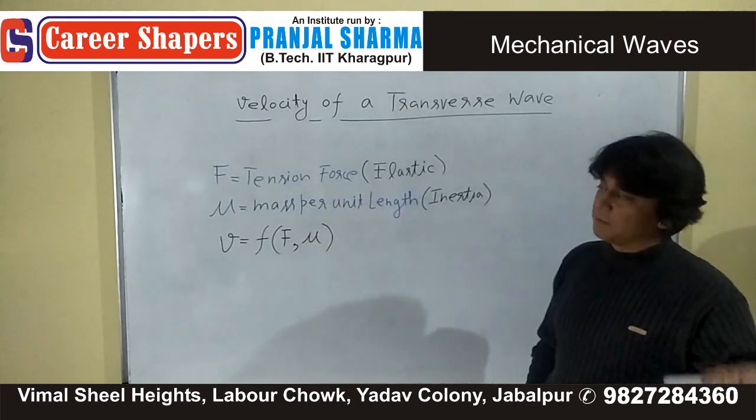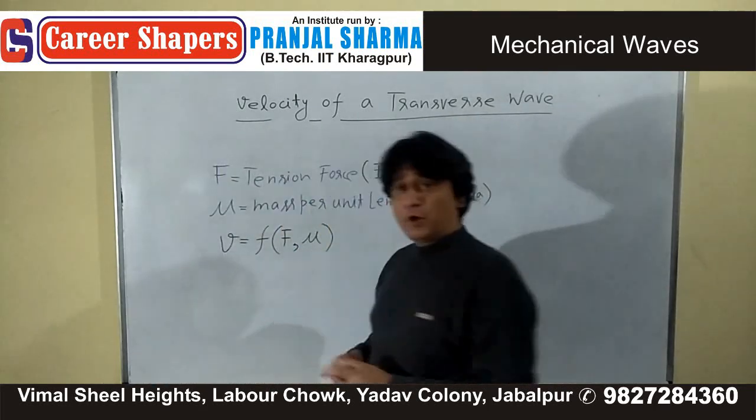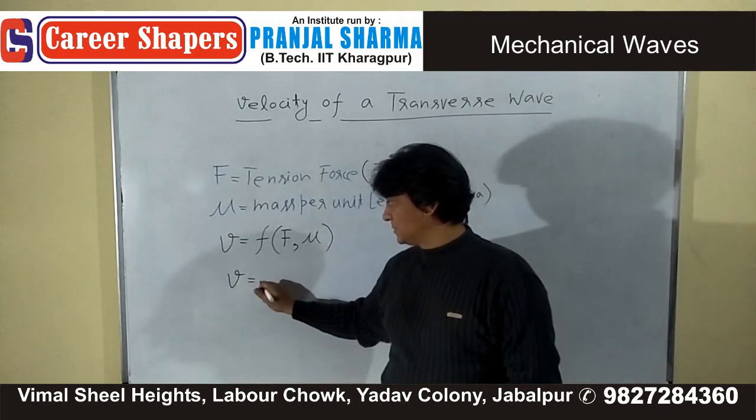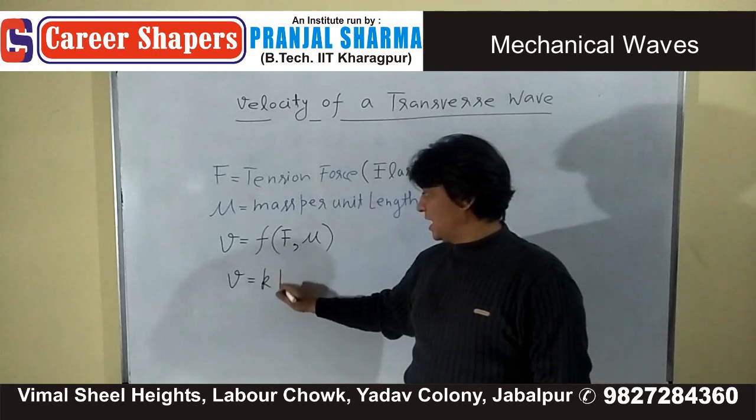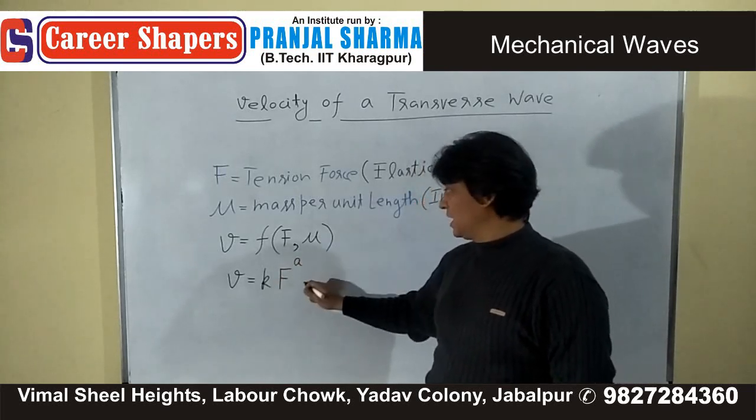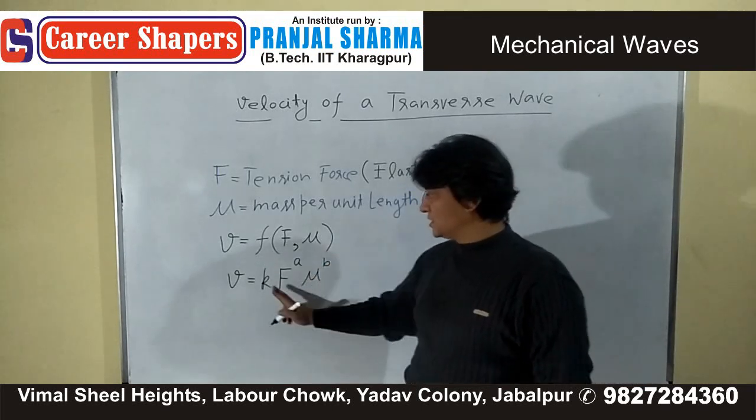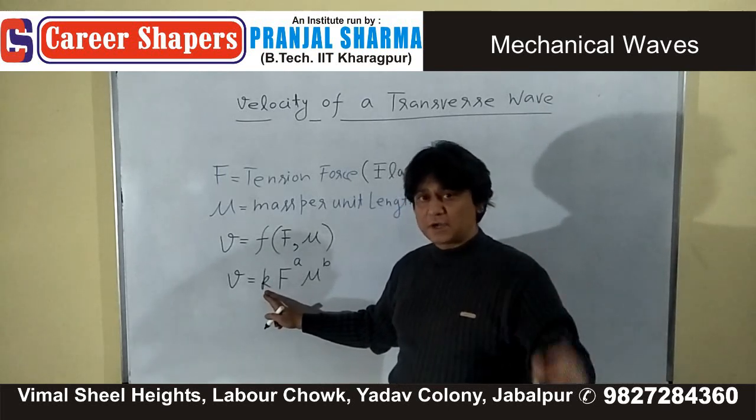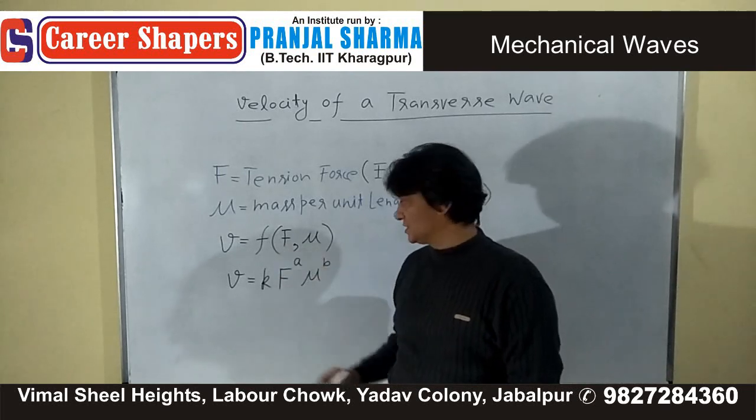If you cannot, come back and see the solution. So what we are going to use, we'll write that V is some constant K, F to the power A, and mu to the power B. This K is a dimensionless constant. Remember, it's not the angular wave number. This K is some dimensionless constant.